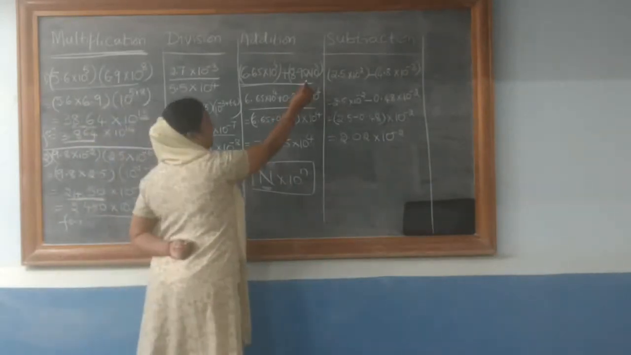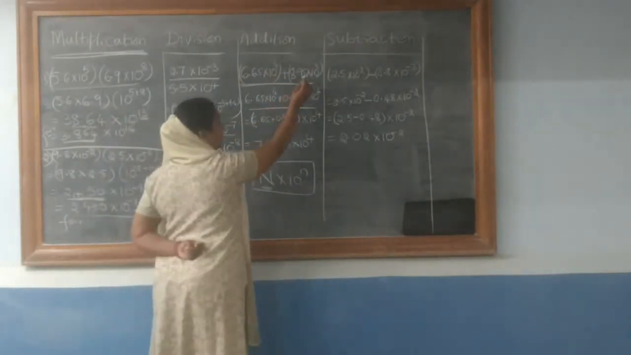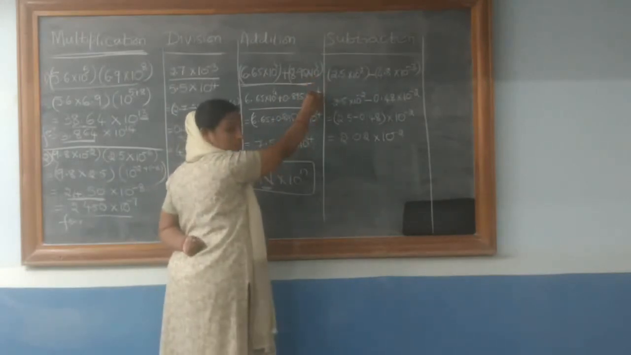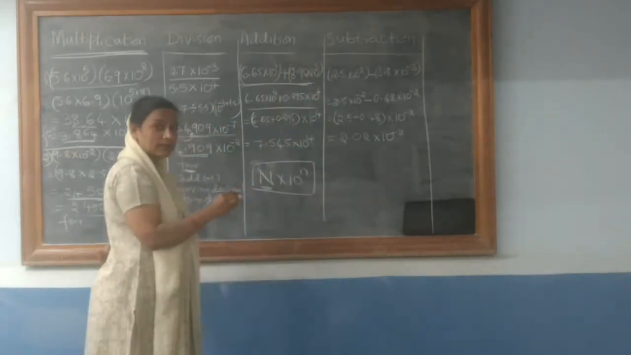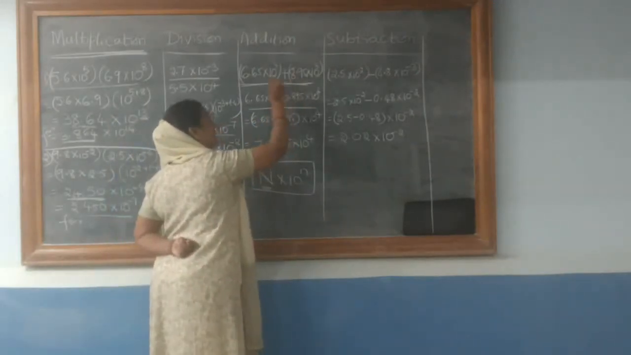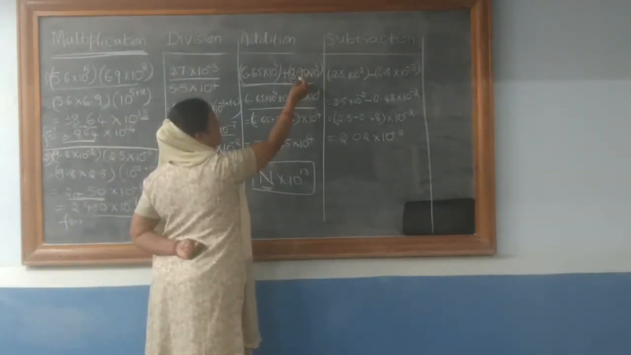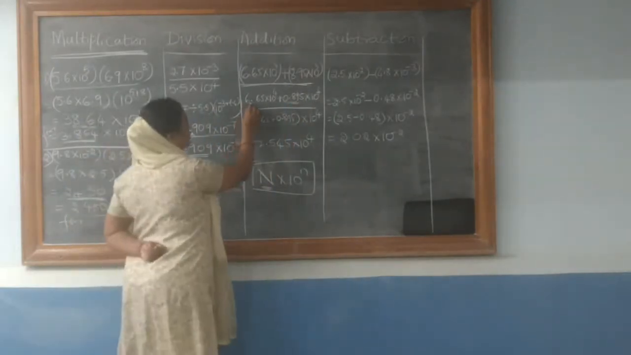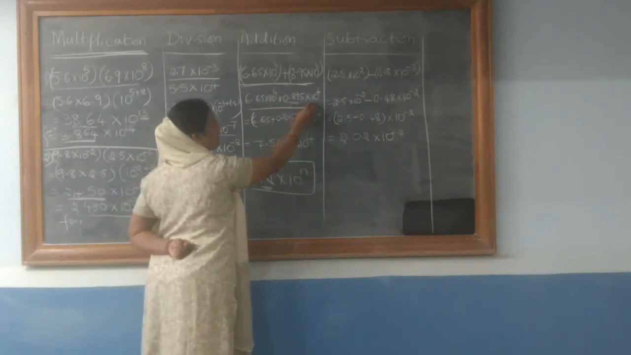Now if you want to make this 10 raised to 4, what you need to do? You need to move the decimal. You should add 1 to the exponent. If you add plus 1 to 3, it becomes plus 4; 3 plus 1 will be 4. And to add plus 1 to the exponent, as you all know, the decimal must compulsorily be moved towards the left. If you move towards the left, 8.95 becomes 0.895.